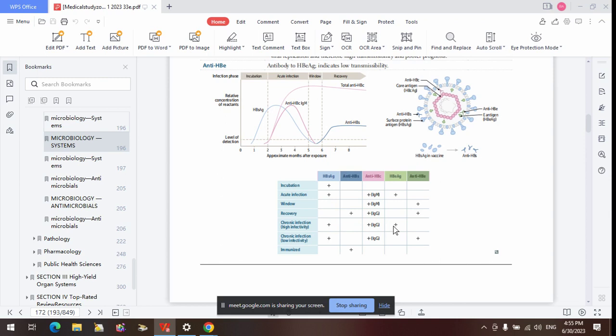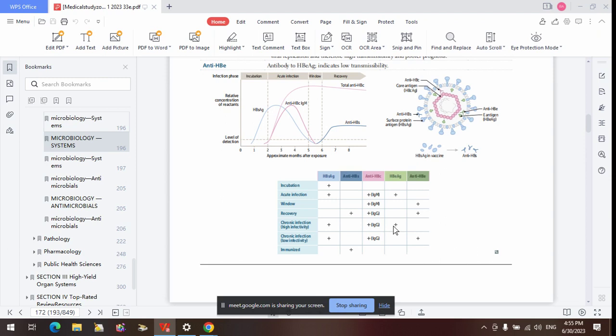Is it possible? No. You cannot go from window to chronic. Once you are in the window, it means you are immunocompetent. You can eradicate the antigen. It's people that cannot eradicate the antigen, the antigen spending more than 6 months in their liver, that are having issues.